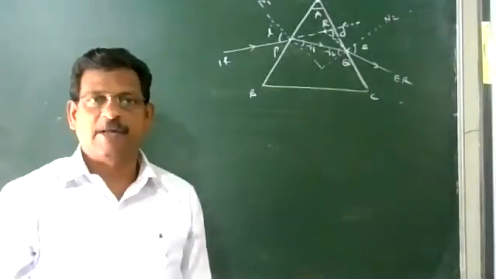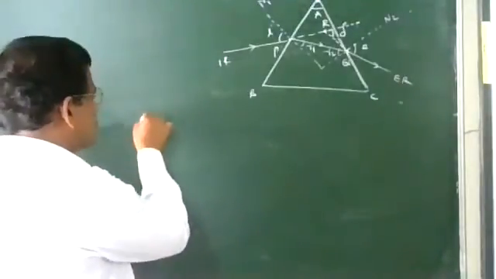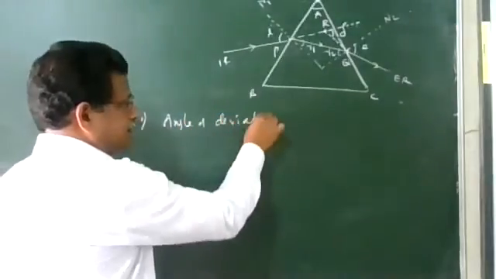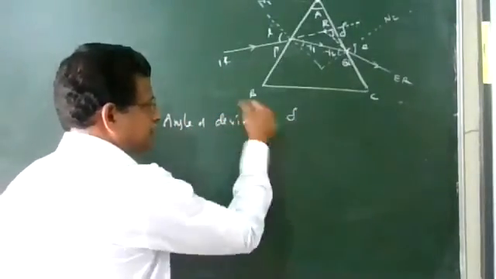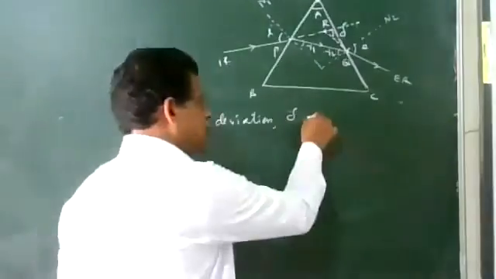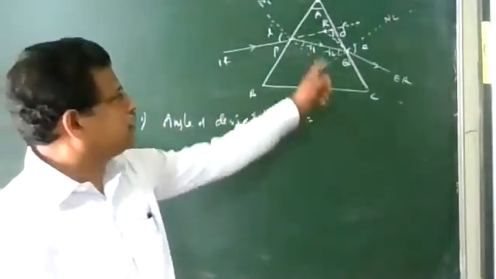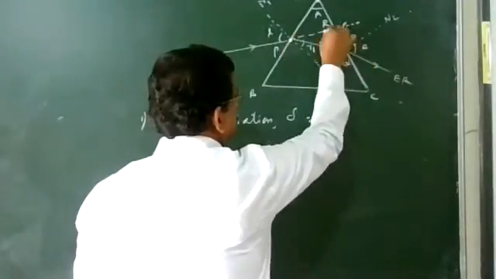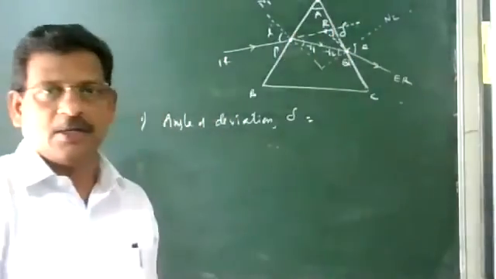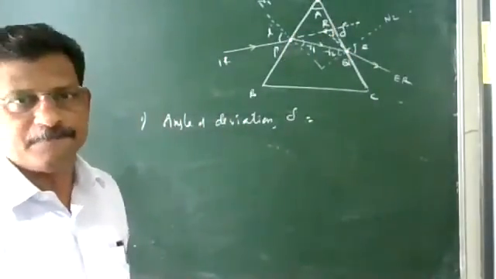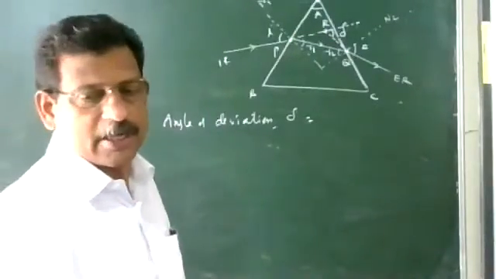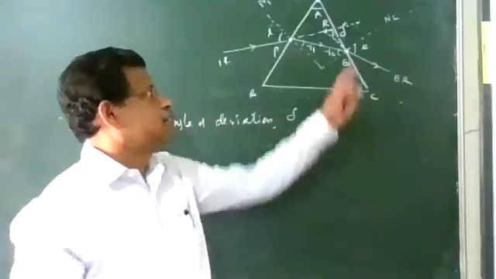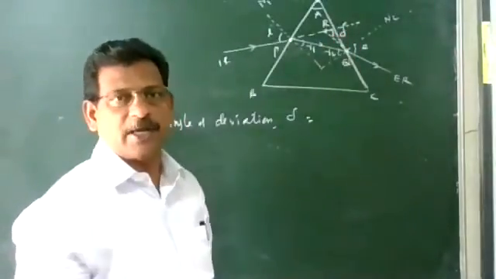So your aim is to find out the angular deviation. Point number 1, angular deviation, that is delta. For that, you can look at the triangle. The triangle has points P, Q, R, and your delta is the exterior angle. So we have to find out the delta from this triangle PQR.